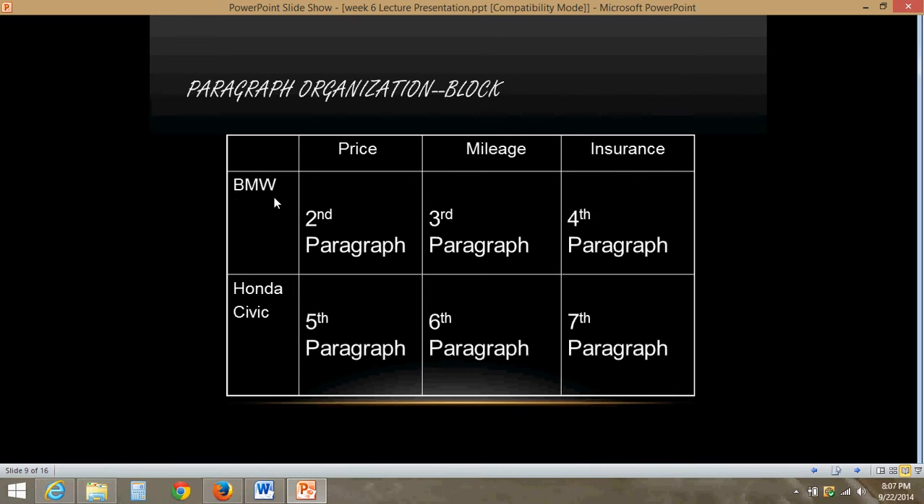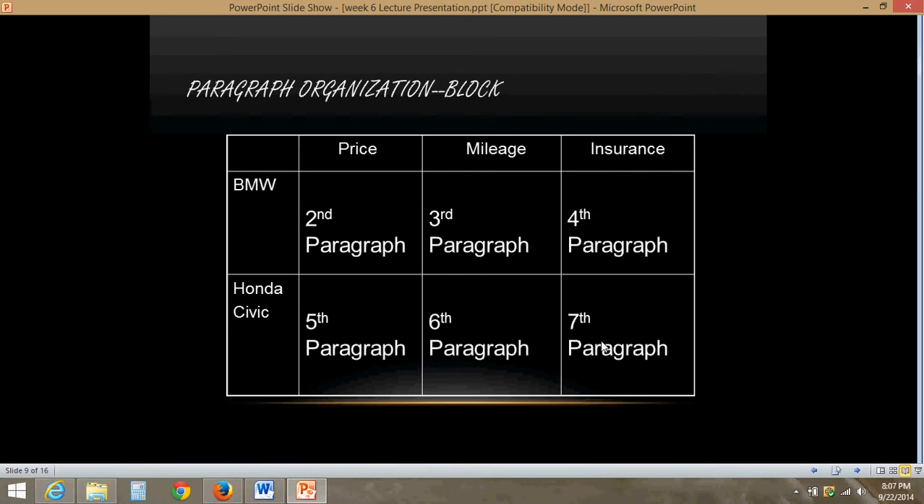So we have the BMW. So your second paragraph's about BMW price, third paragraph's about BMW mileage, fourth paragraph's about BMW insurance. And then you go to your second block, which is the other thing you are comparing, which is the Honda Civic. And then you have a fifth paragraph about price, sixth about mileage, seventh about insurance.